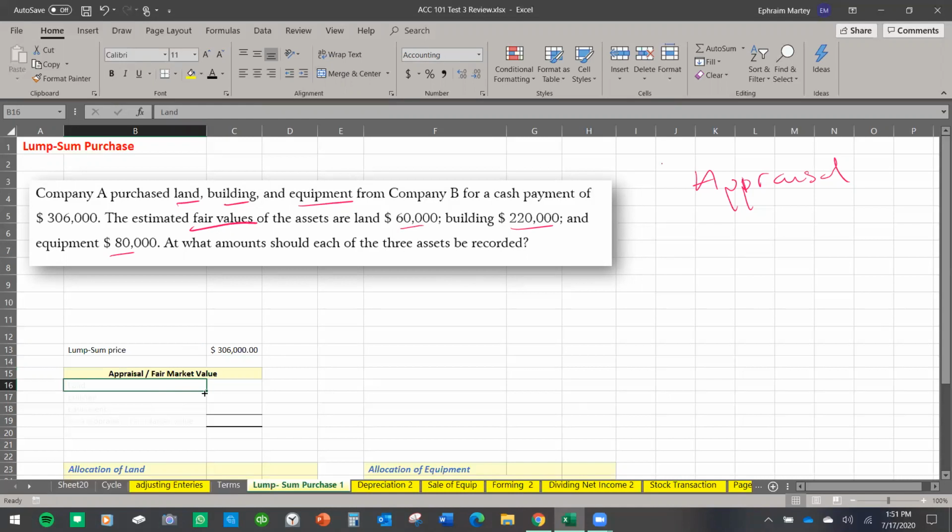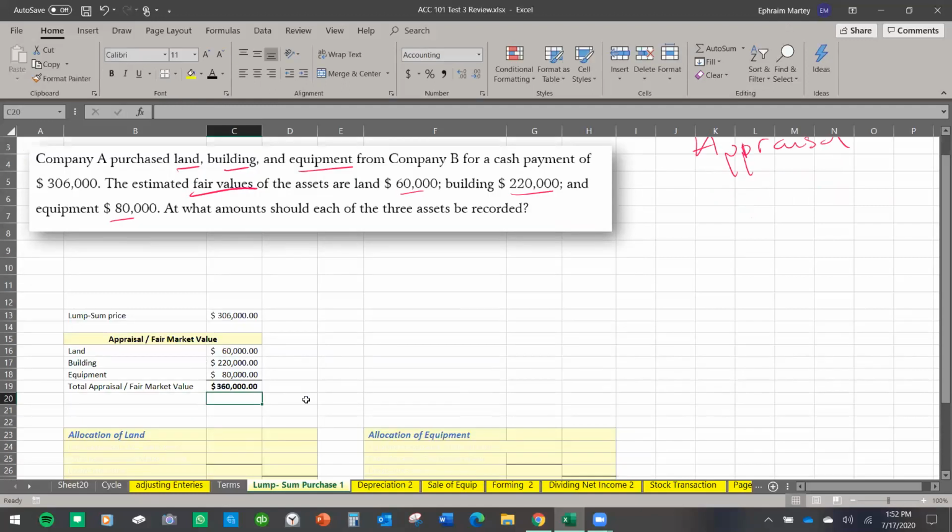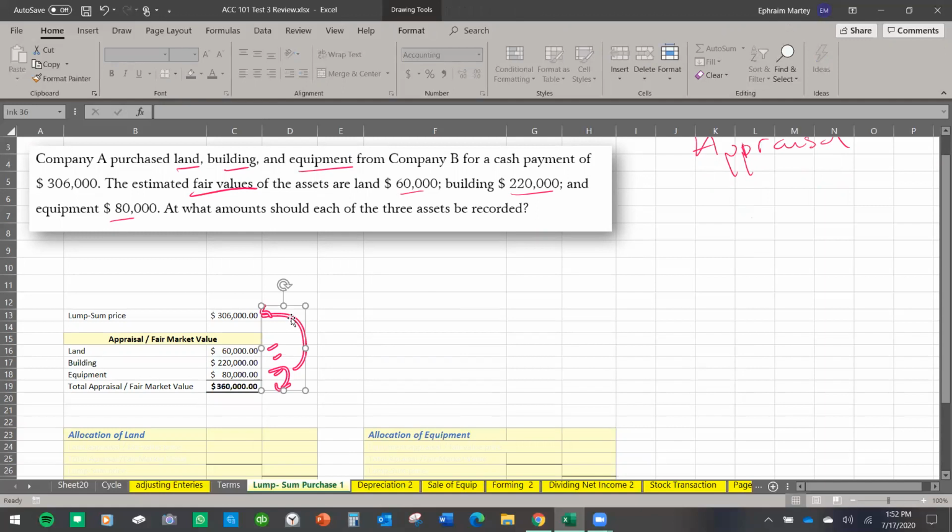My appraisal value for land is $60,000, so that is right here, 60,000. My appraisal value for building is 220,000, and for equipment it is 80,000. So the total appraisal value will be 360,000. In order to find the allocation, I need to find the percentage of each and multiply by my lump sum price. So that's what I'm going to do.